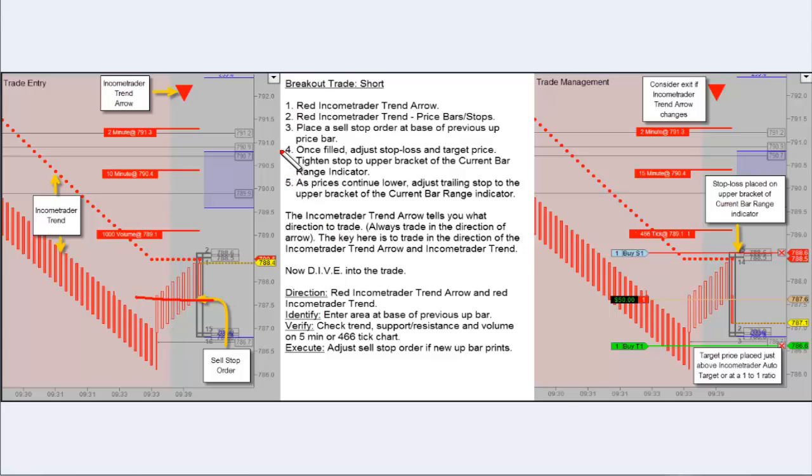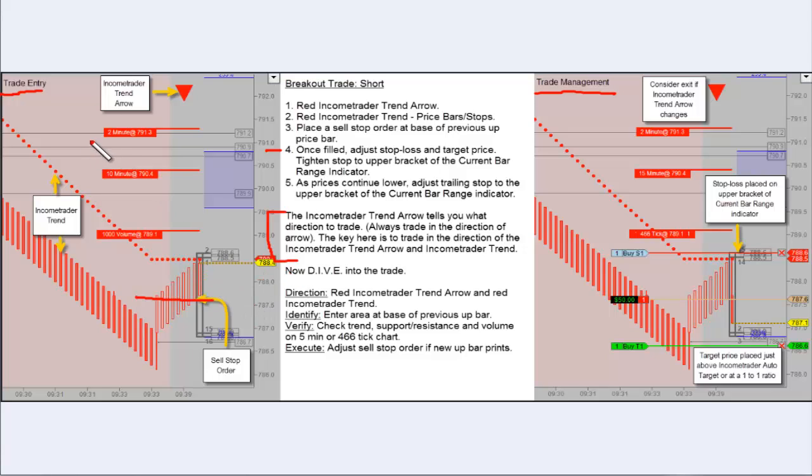And then once I'm filled, I'll move from the trade entry side over to the trade management side. The whole key here is to trade the trend arrow when you have confirmation of the IncomeTrader trend. So if you have a red arrow, red price bars, you're going short. If you have a red arrow and green price bars, you're sitting on your hands. You're not doing anything. So you want to make sure they match. That's the whole key here.